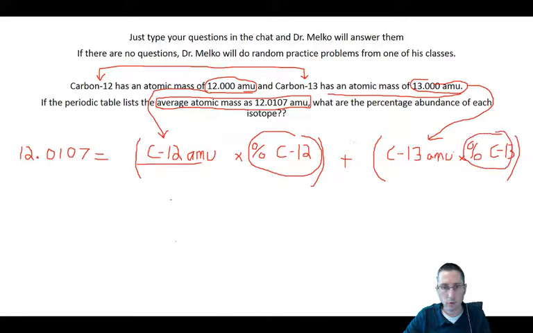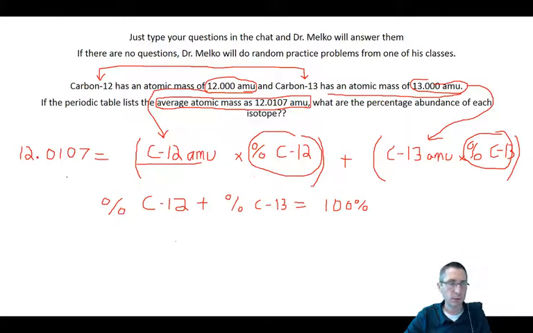Okay, so this looks a little tricky, but also keep in mind that we know that the percent of carbon 12 plus the percent of carbon 13 equals 100%. Okay, so in algebra, we would say this is two different equations with two different unknowns, which means it's solvable. And the thing we do then is try to eliminate and express one of these unknowns in terms of the other.